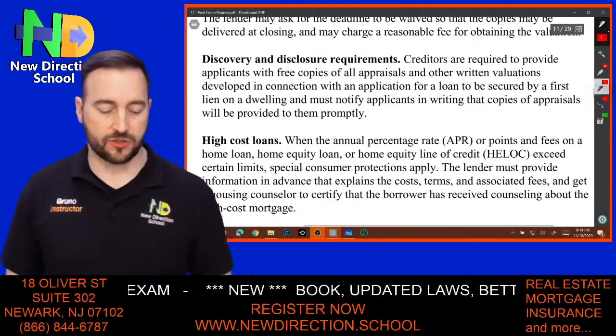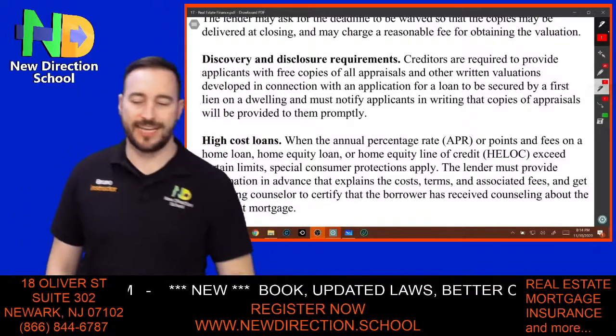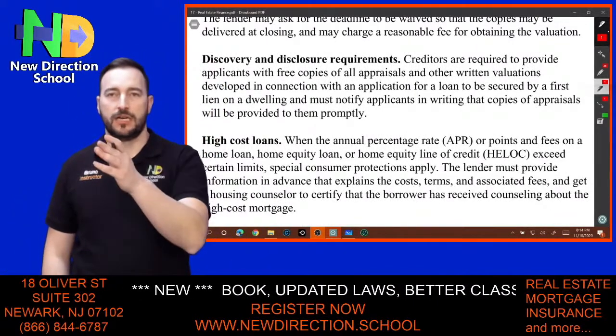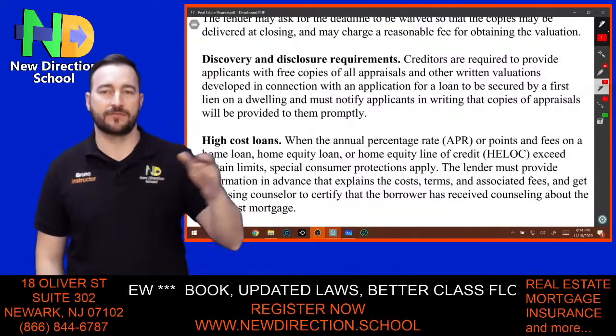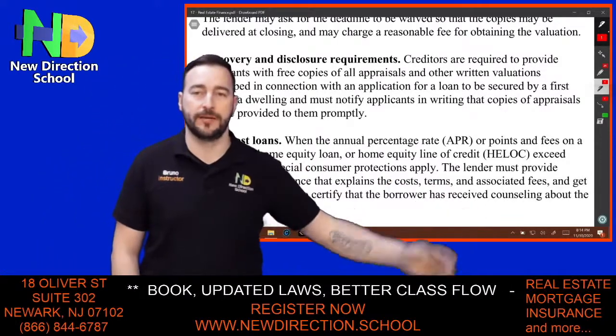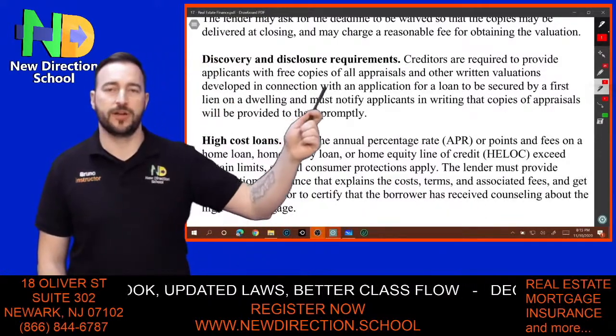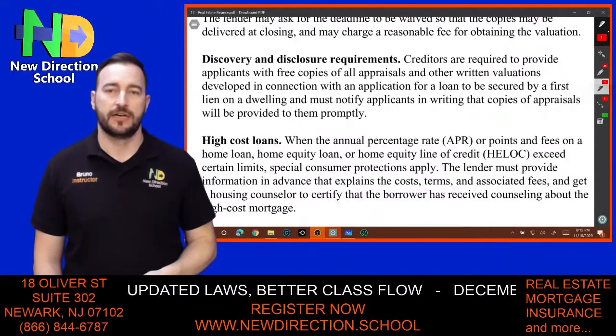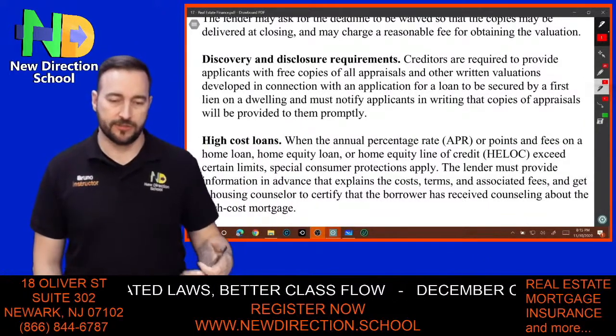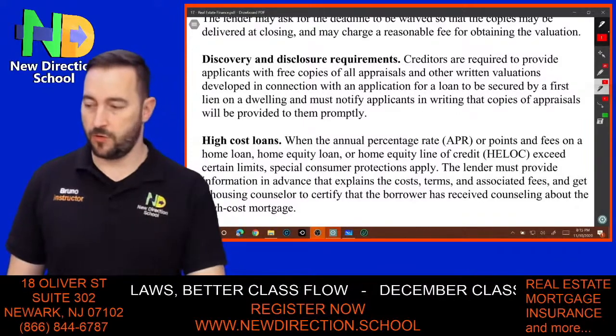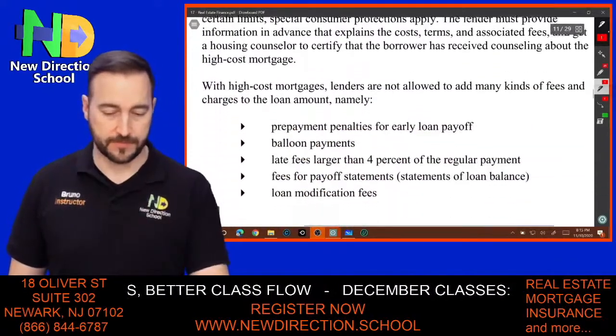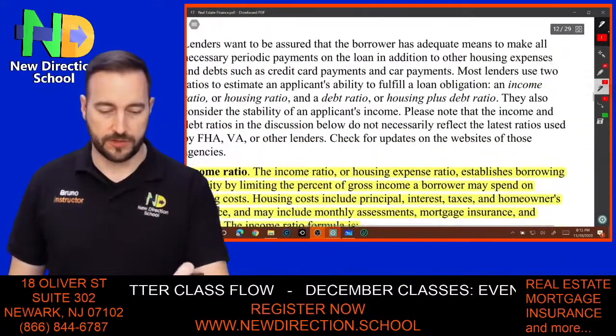Discovery and disclosure requirements. This is that period of time where we start a loan application, then they ask for other requirements along the way. For instance, copy the appraisals, written evaluations, and also any other documents like title that might show up or might be needed along the way. All right, let's move forwards.